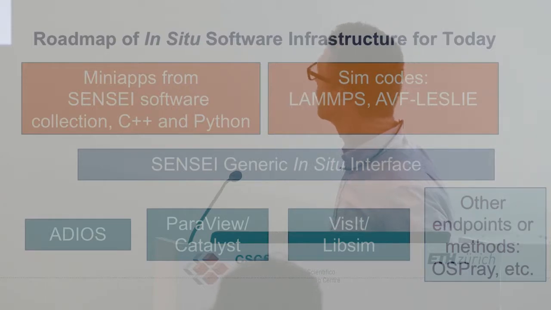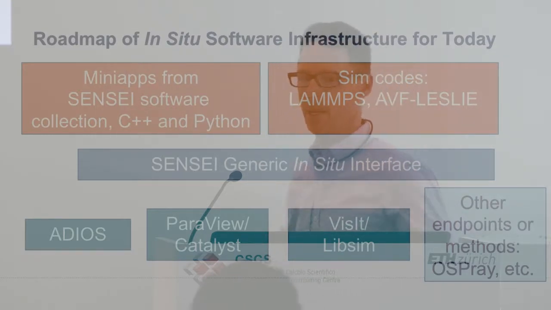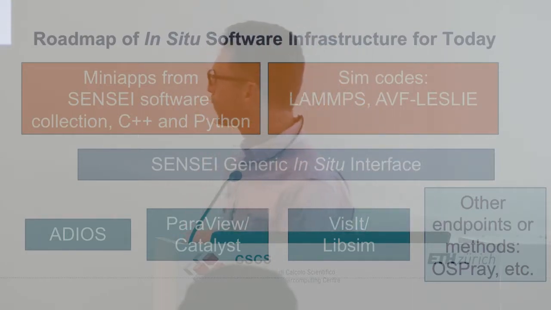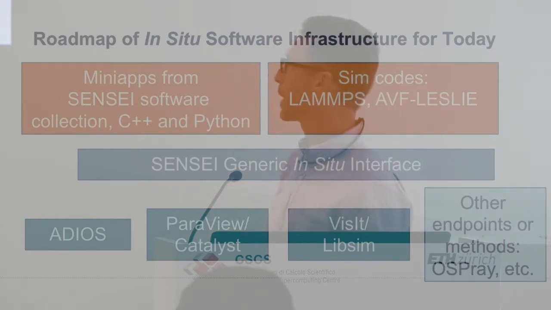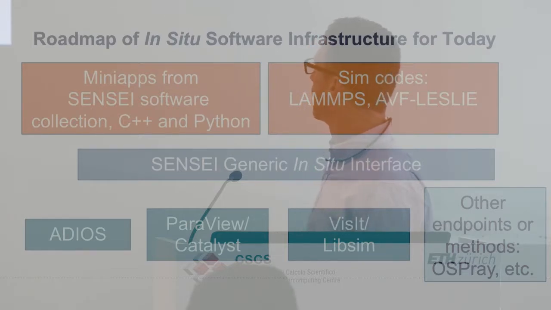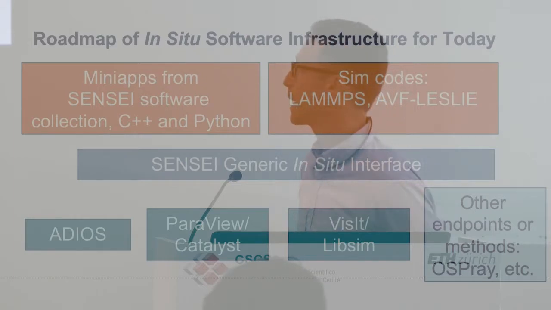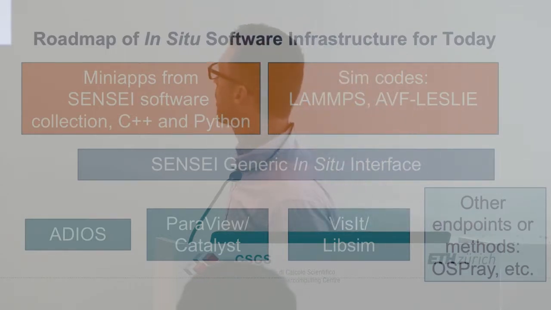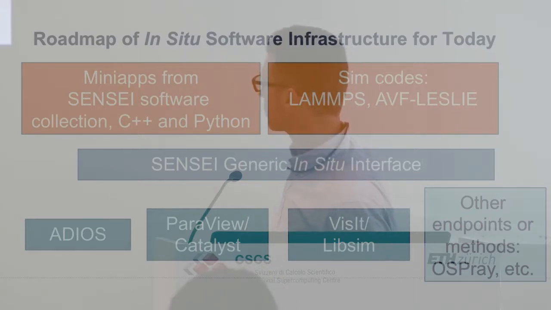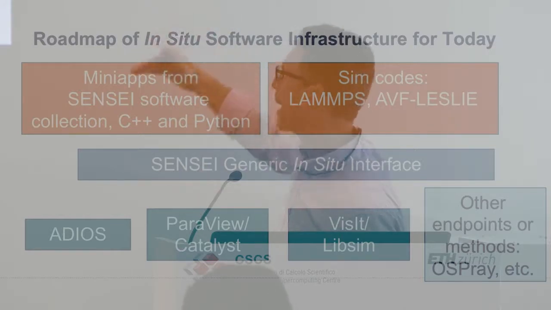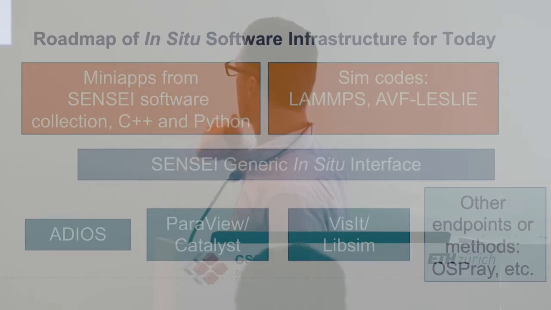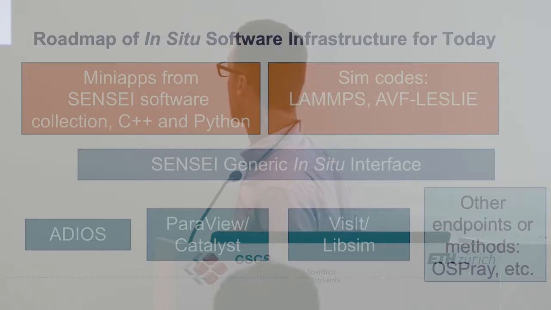tutorial, the infrastructures that we're going to look at today, mini apps. The mini apps in SENSEI are small programs, either simulations or simulation-like programs that generate data and illustrate how SENSEI is used. We've also used them for benchmarking, and we have them in C++ and Python. Simulation codes, we're going to show LAMMPS, which is a molecular dynamics simulation, coupled with OSPRay, which is a ray tracer. And we're going to show AVF-LESLIE, which is a CFD code doing computational extracts. These mini apps and sim codes are going to pipe data through the SENSEI interface. And on the back ends, we're going to use ADIOS, Catalyst, Libsim, and some other custom endpoints or analysis tools.